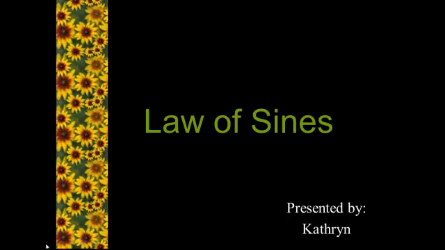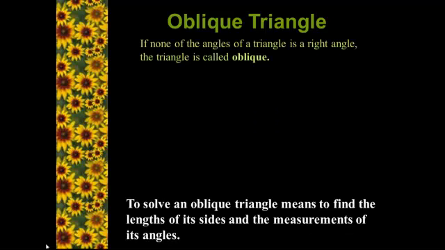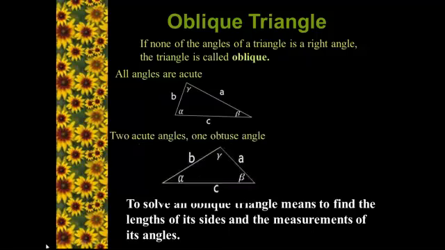Law of sines. Let's talk about an oblique triangle first. If none of the angles of a triangle is a right angle, the triangle is called oblique. All angles acute is one type of oblique triangle, and the other is when there are two acute angles and one obtuse angle. An acute angle is one that is less than 90 degrees. An obtuse angle is one that is greater than 90 degrees. To solve an oblique triangle means to find the lengths of its sides and the measurement of its angles.